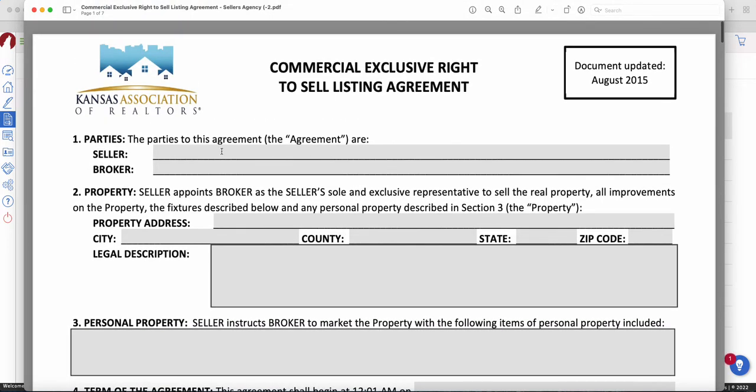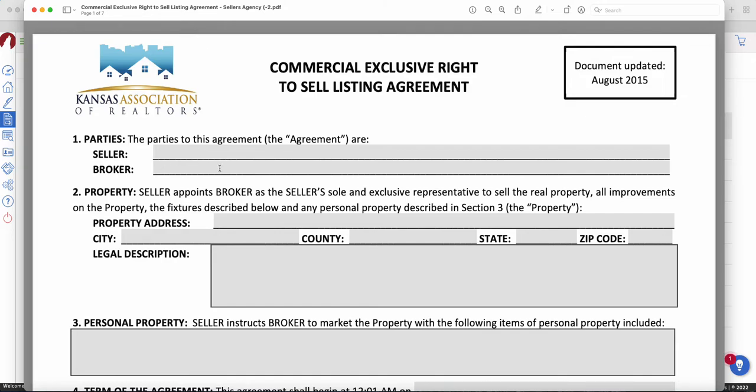Looking at the top, it's very simple. This first page has a lot of good information on here for us. Has the seller's name. Now for a commercial, you want to make sure you ask, is the property held in your name or an entity name? Oftentimes it'll be in an LLC or some kind of company, and you need to make sure that is the proper name written up here for seller.